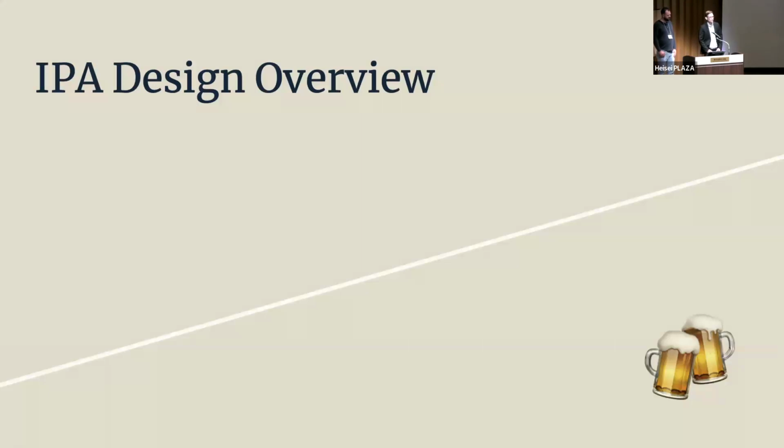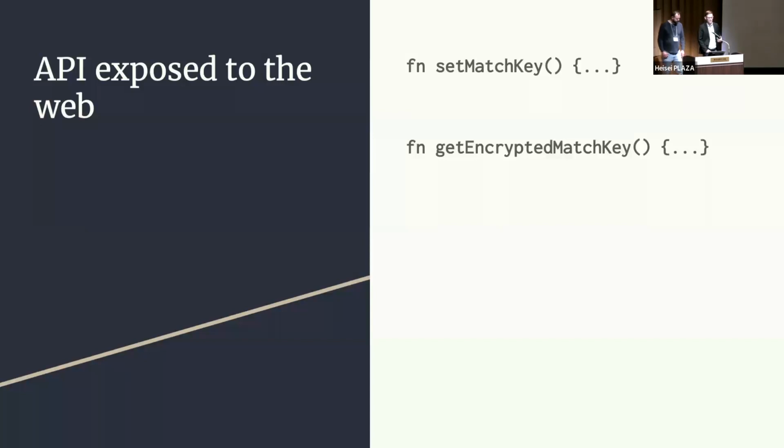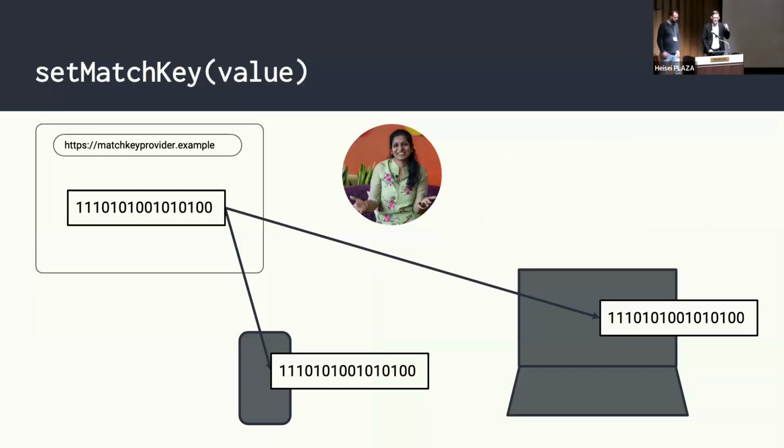Now that we've covered our goals and constraints, let's dive deeper into the design of IPA. We propose adding just two APIs to the web platform, set match key and get encrypted match key. Our goal is to link ad impressions and conversions that are associated with the same person. And people often use more than one device. So one idea that we have is to allow sites that people log into across multiple devices to call this set match key API in order to set the same identifier across all the devices that are owned by that person. We would call sites that do this match key providers.